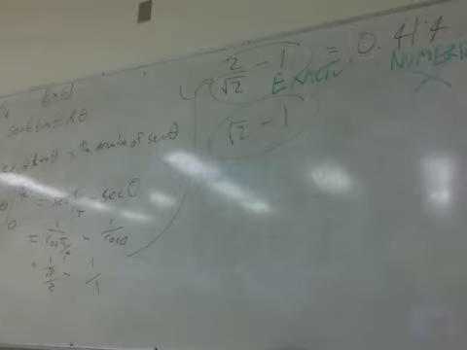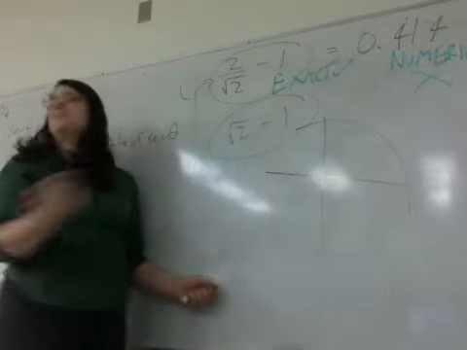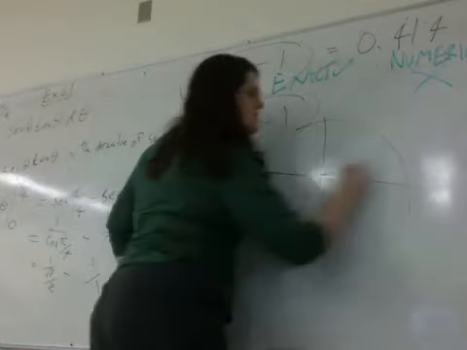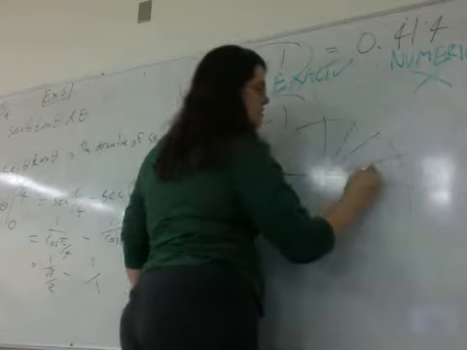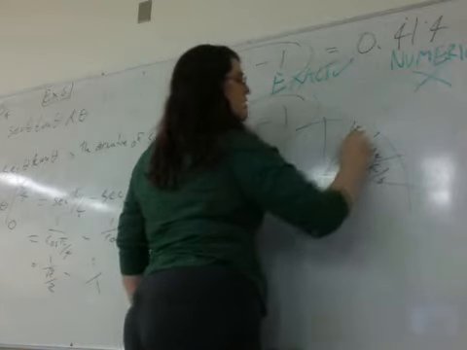Yes? Is there an easy way to figure out an exact answer for what cos pi over 4 is? Or maybe you just have to memorize that. The unit circle, right? There are 3 special angles in the unit circle that you need to know: pi over 6, pi over 4, and pi over 3.